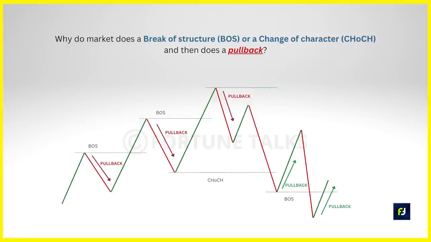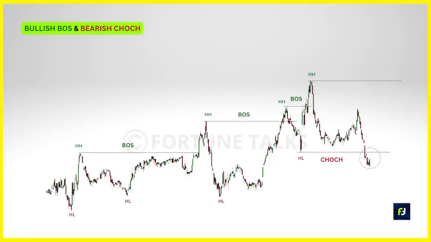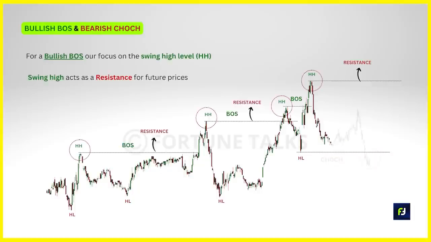Okay, let me explain. Let's take the case of a bullish break of structure and a bearish change of character. Now, what are they? These are basically simple breakouts, right? But if you think about it on a much deeper level, what exactly is taking place here? As we are aware, a bullish break of structure happens when price breaks and closes above the previous swing high or higher high. So one must focus on the swing high level.